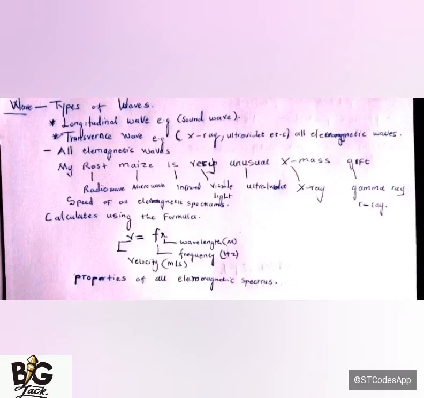Apart from that, you need to know the properties of all electromagnetic spectrum. The first one is the formula: all electromagnetic waves obey the same formula, which is velocity is equal to frequency multiplied by wavelength. Then you talk of speed: the speed of 3.0 multiplied by 10 to the power 8. And you can also say all electromagnetic waves are transverse in nature.